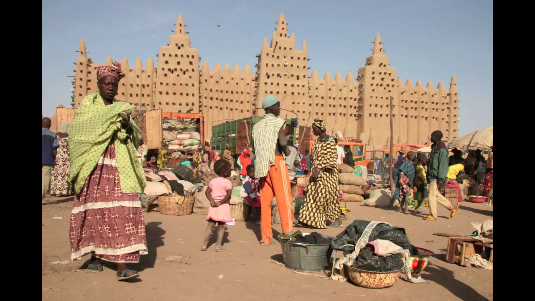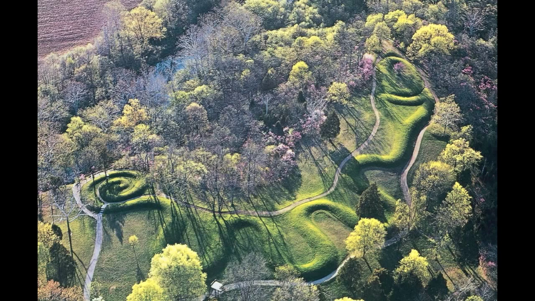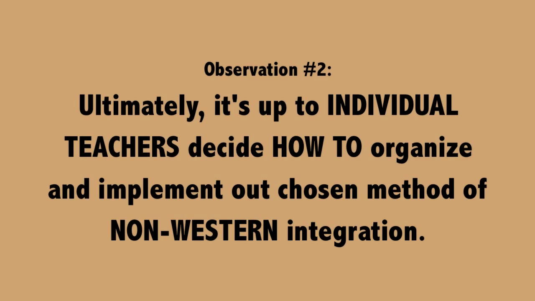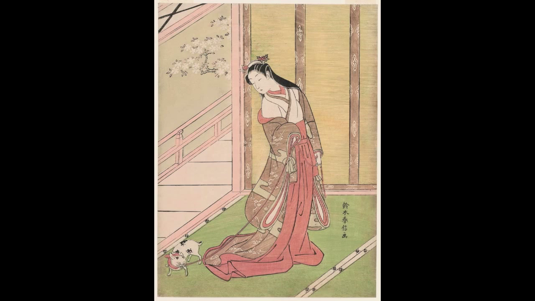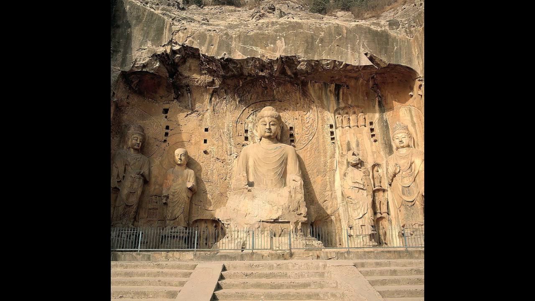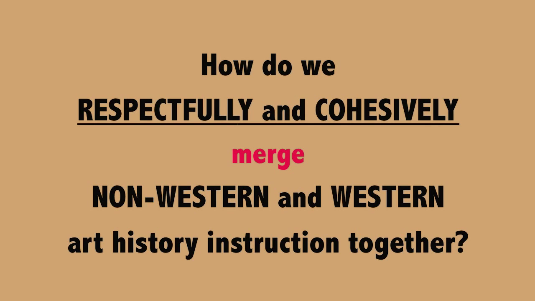While there are some suggestions out there in regards to how to go about integrating non-Western art into the curriculum, it's ultimately us teachers that have to decide on, organize, and implement our chosen method of delivery for our students. There are very few examples out there that explicitly focus on how to respectfully and cohesively merge non-Western and Western art history instruction together.